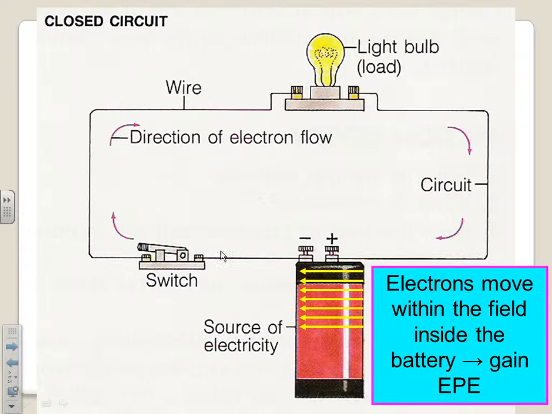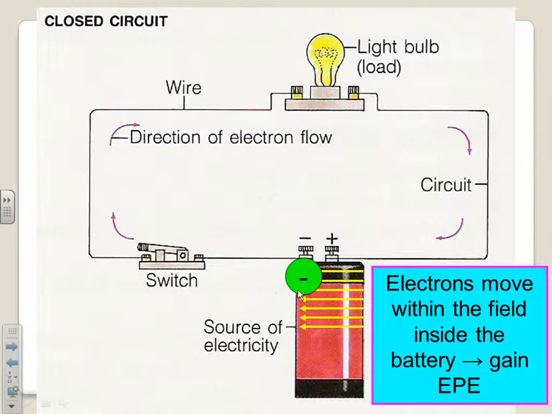So, there are electrons that exist within this circuit, and as they move through the battery, because of a chemical reaction that occurs inside of it, it creates an electric field. And these electrons, I call them green, as they move through the battery, they end up gaining electric potential energy. That's what a voltage source does. It increases the electric potential energy of the charges.